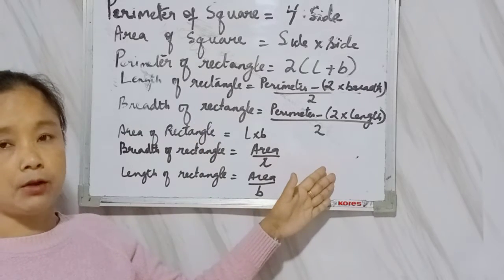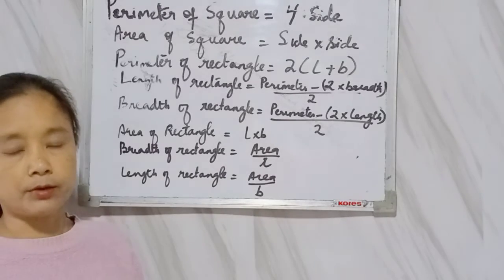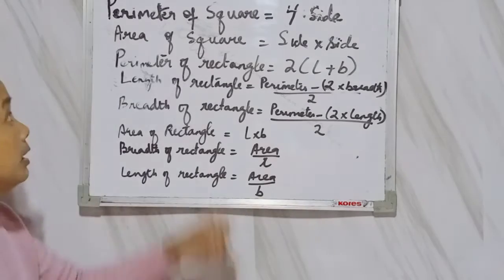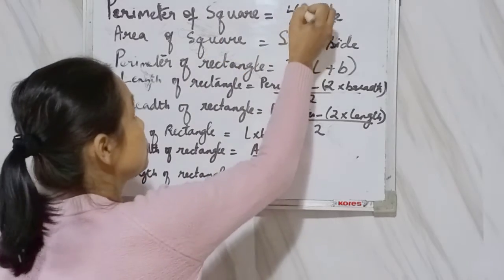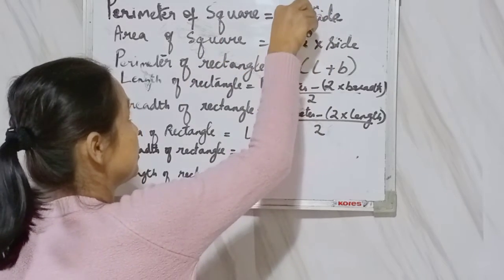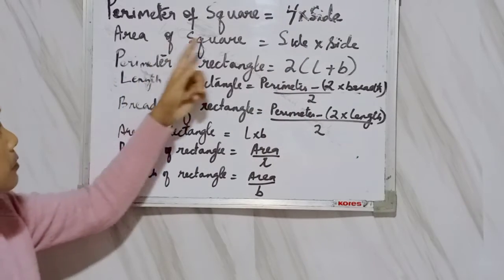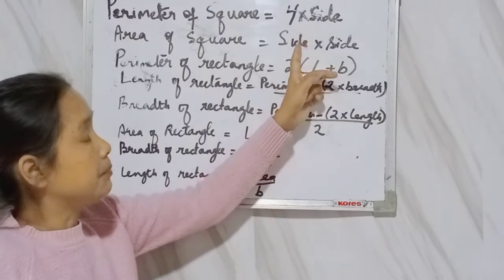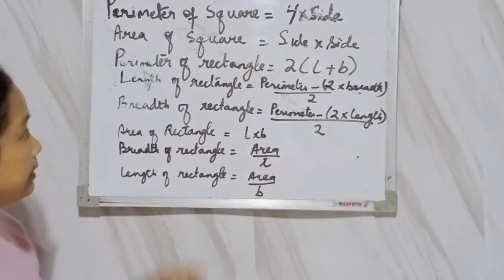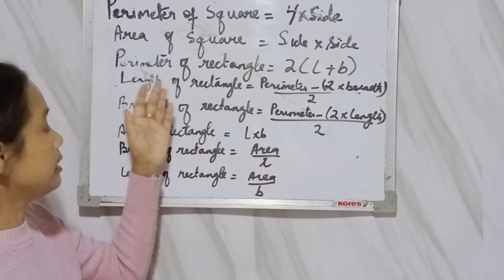You will write down in your notebook and then you have to learn it by heart. Okay? So here, as we know, the perimeter of square is 4 into side, 4 multiplied by side. Then area of square, when you are going to find out the area of square, you have to multiply side into side. And then perimeter of rectangle is 2 into length plus breadth.